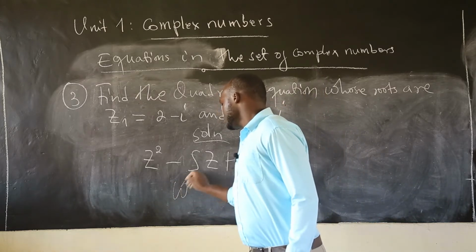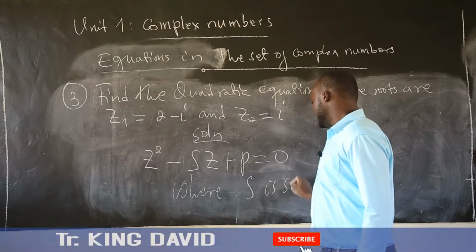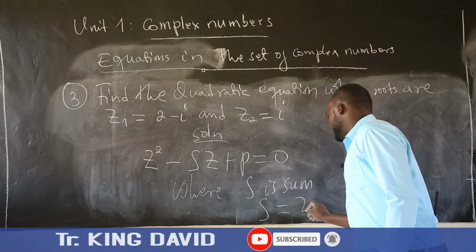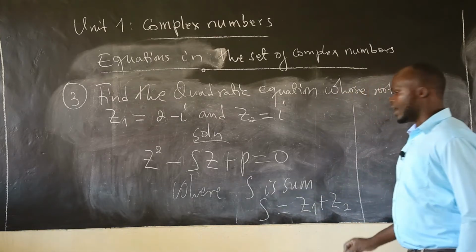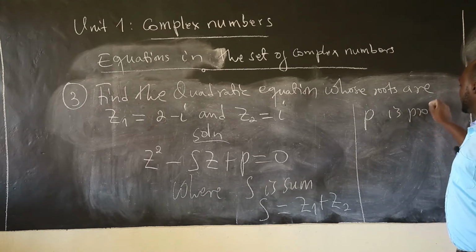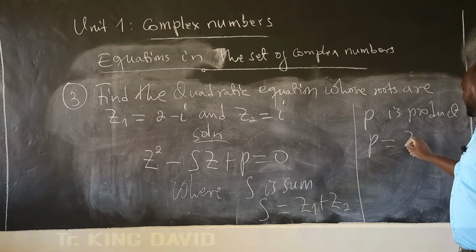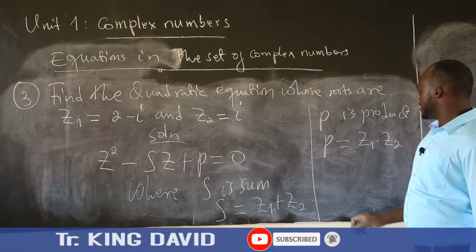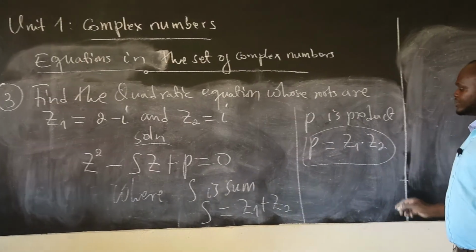where s is the sum, and that s is z1 plus z2, and p is the product, where p is z1 times z2. So now, what will be the sum and what will be the product?